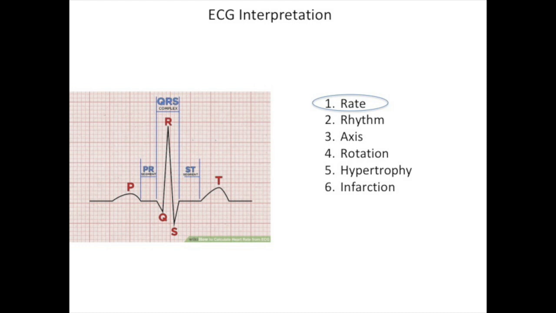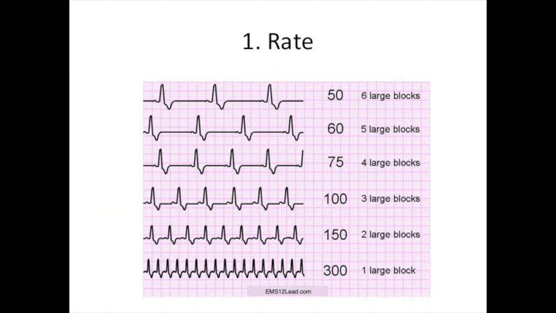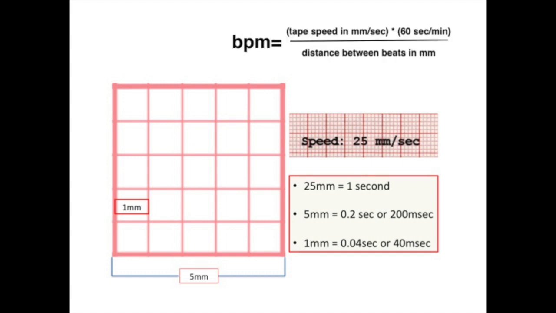And the best way to do this is count the number of squares between beats. Okay? A big box is 0.2 seconds, and a small box within the big box is 0.04 seconds. So you can count up those seconds between each beat, and you can get rate. Each big box is also 5 millimeters. Okay? So if we assume a tape speed of 25 millimeters a second, we can apply the following equation to calculate heart rate.